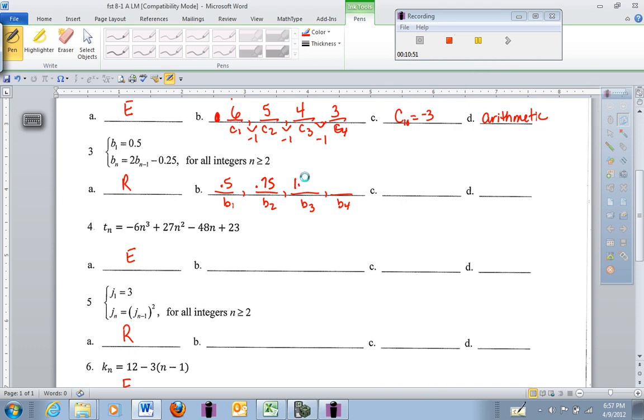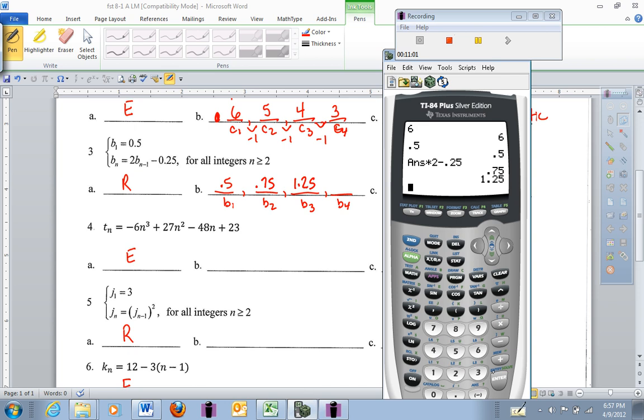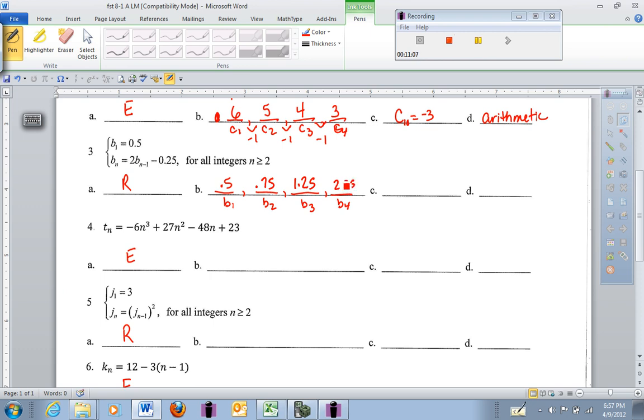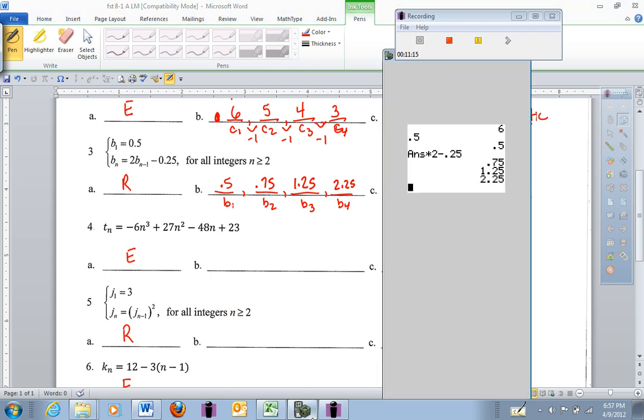Let's see if that's right, 1.25. Is that twice my second term? Twice 0.75 would be 1.5 and subtract 25 hundredths, and it is, isn't it? Okay, if I hit enter again, I get 2.25. That would be twice 1.25, which is 2.5, and 2.5 minus a fourth is 2 1/4.